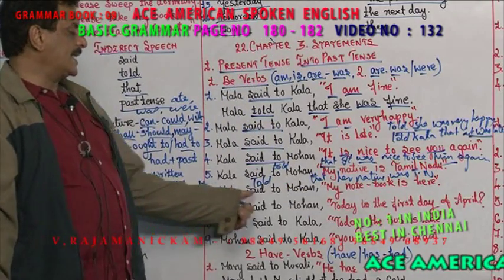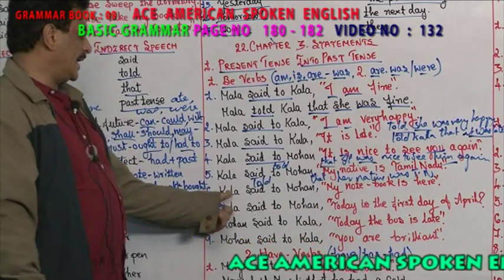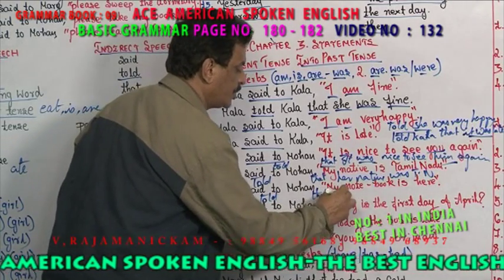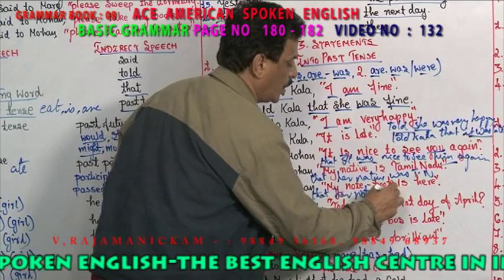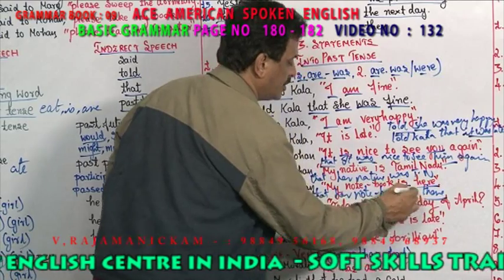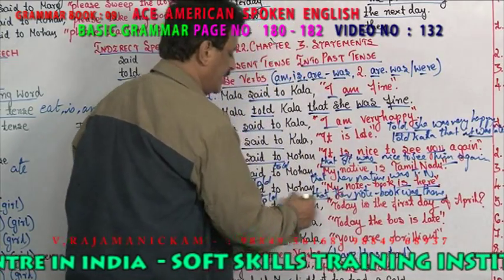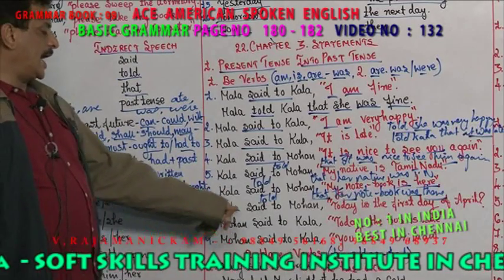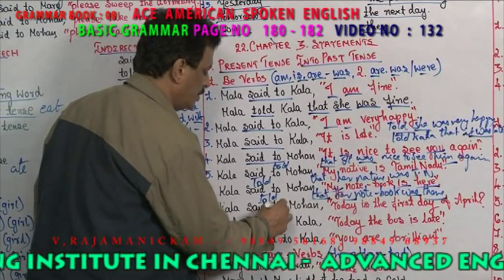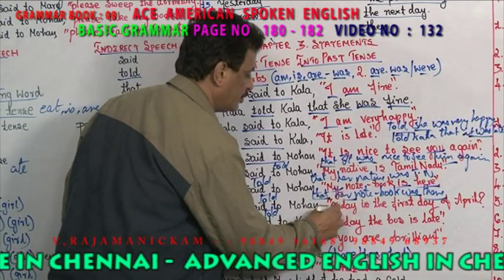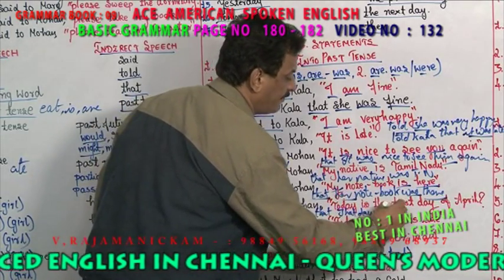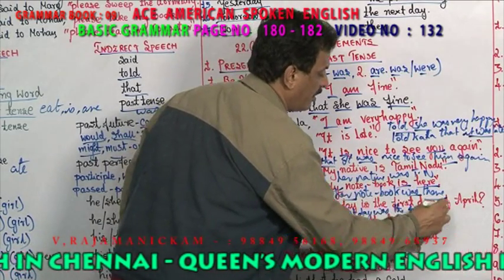So next one. Kala said to Mohan, my notebook is here. So Kala told Mohan that her notebook was there. Here changes into there, is changes into was, my changes into her. That is the connecting word, right? Kala said to Mohan, today is the first day of April. So Kala told Mohan that today changes into that day. That day was the first day of April, right?